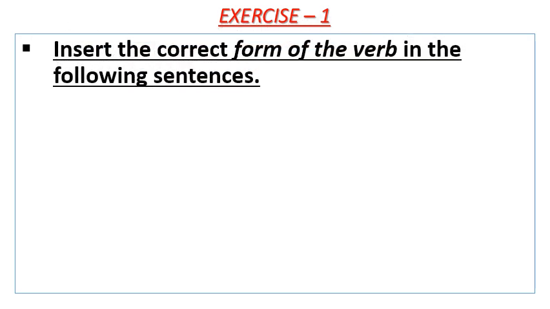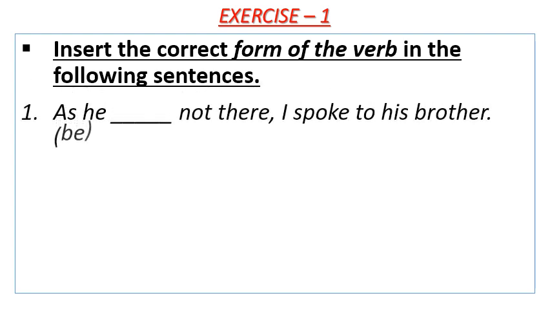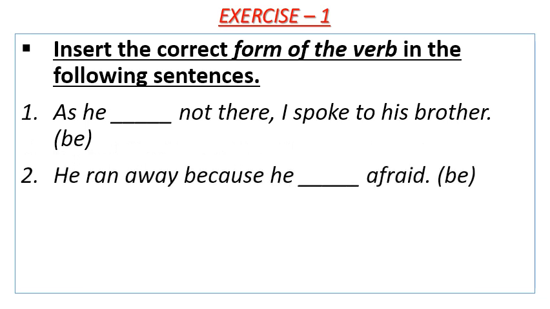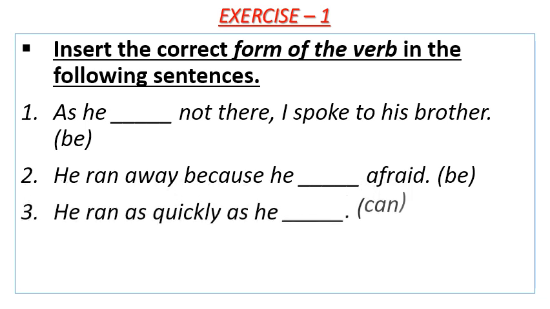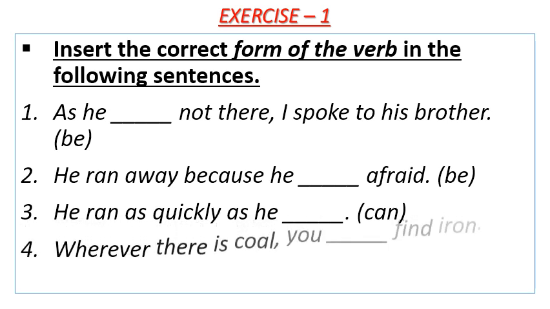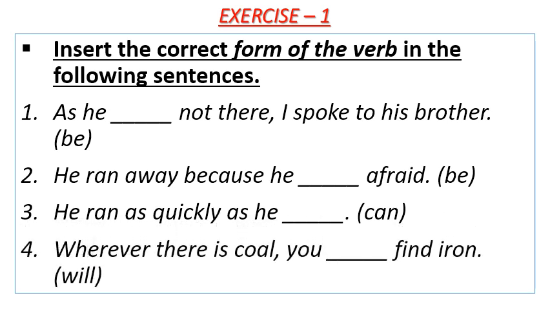Insert the correct form of the verb in the following sentences. Number 1. As he was not there, I spoke to his brother. Clue is be. Number 2. He ran away because he was afraid. Clue is be. Number 3. He ran as quickly as he could. Clue is can. Number 4. Wherever there is coal, you will find iron. Clue is will.